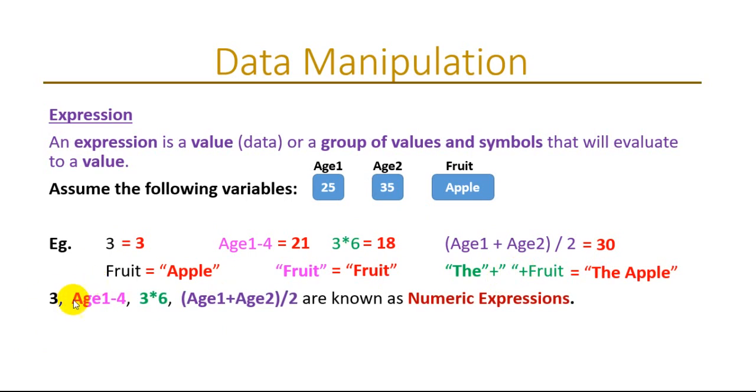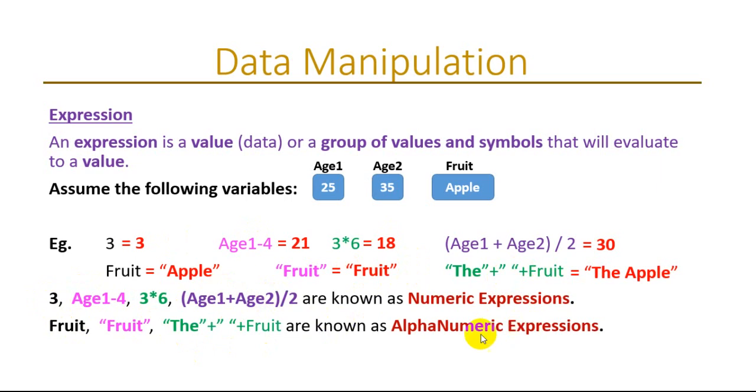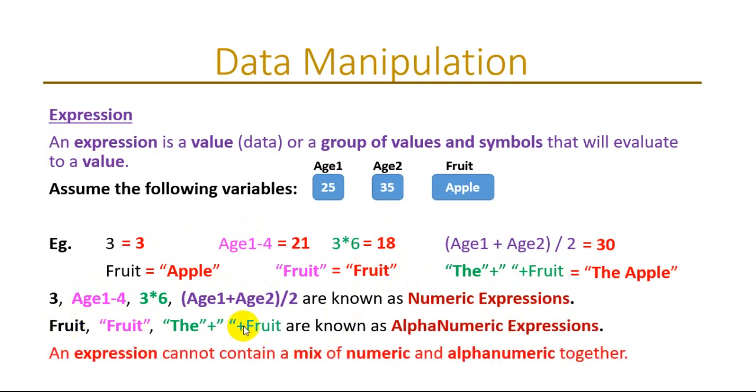So this is basically what I just told you. These are all known as numeric expressions because they are dealing with numerics. And these are all alphanumeric expressions because they are dealing with alphanumerics. An expression cannot contain a mix of numeric and alphanumeric. So you can't write an expression which says age 1 minus fruit or something like that, because those are two different types of data. You can't combine them. When you're writing an expression, it has to be totally numeric or totally alphanumeric. If it is totally numeric, it's a numeric expression. If it is totally alphanumeric, then it's an alphanumeric expression.